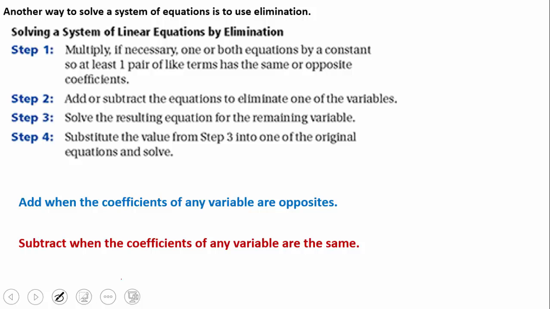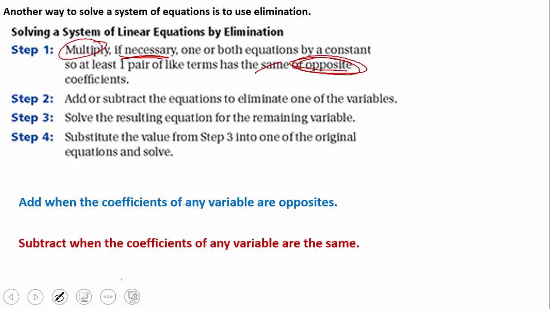They're important steps. Those steps say that, one, when you're solving a system of linear equations, first, you might have to multiply, because it says multiply if necessary one or both of the equations by some constant, so that at least one pair of like terms has same or opposite coefficients. We talked about it. Don't waste your time multiplying and making them the same. You want to make them opposite.